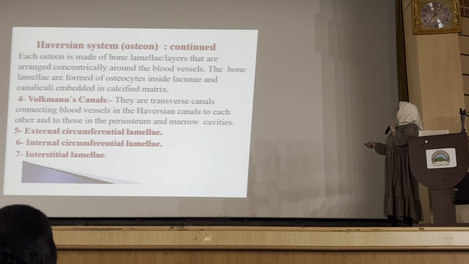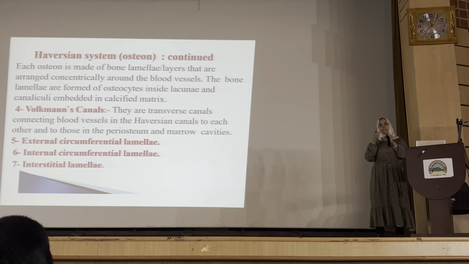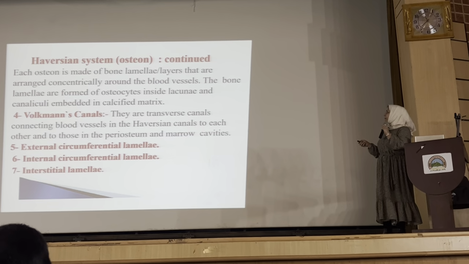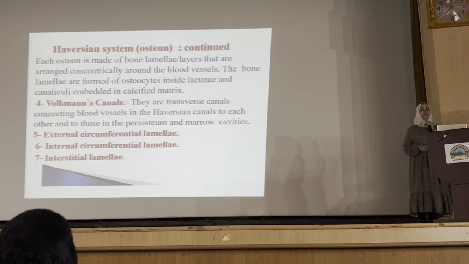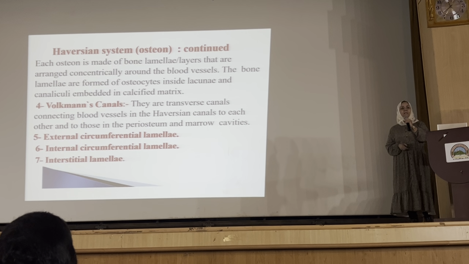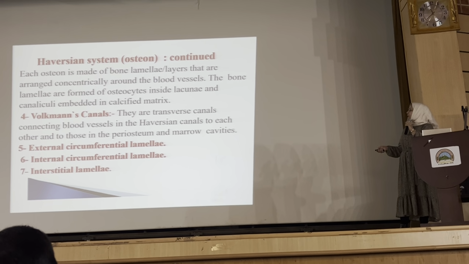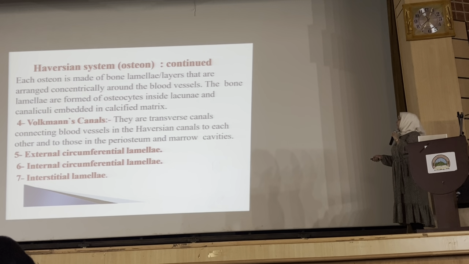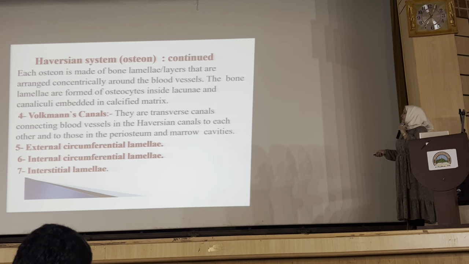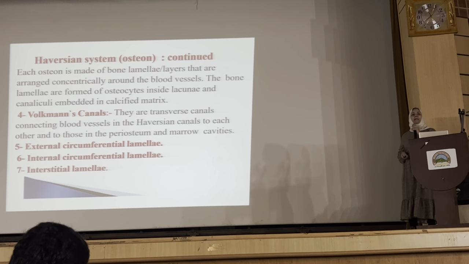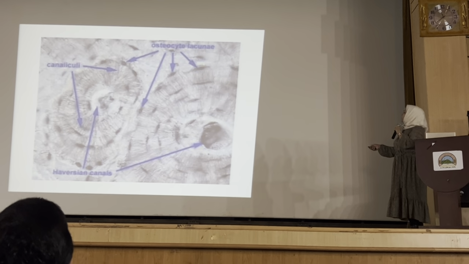The Haversian system contains a canal called the Haversian canal. We can have blood vessels near the lymphatic canal. These Haversian canals are joined through an oblique or transverse canal called Volkmann's canal. Then we have external circumferential lamellae, internal circumferential lamellae, and interstitial lamellae. Lamellae means bone plates. This is an osteon.